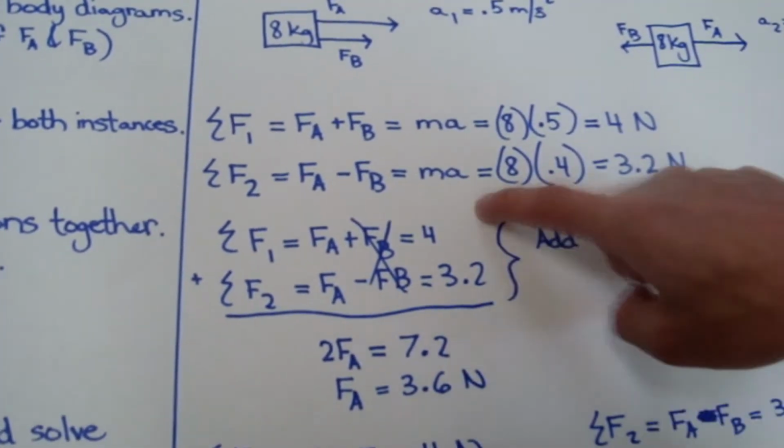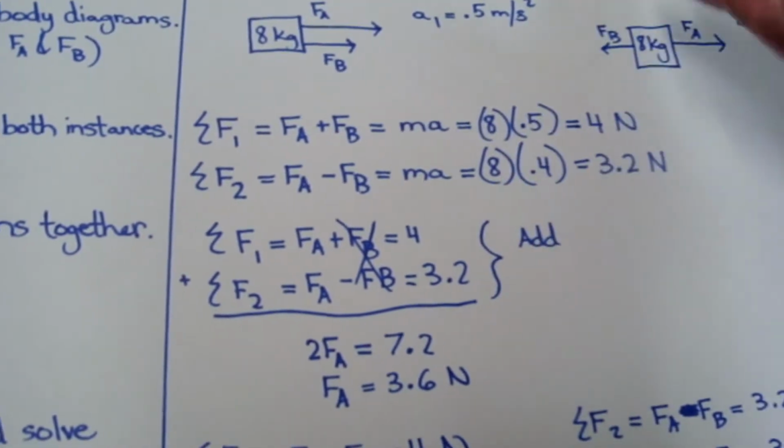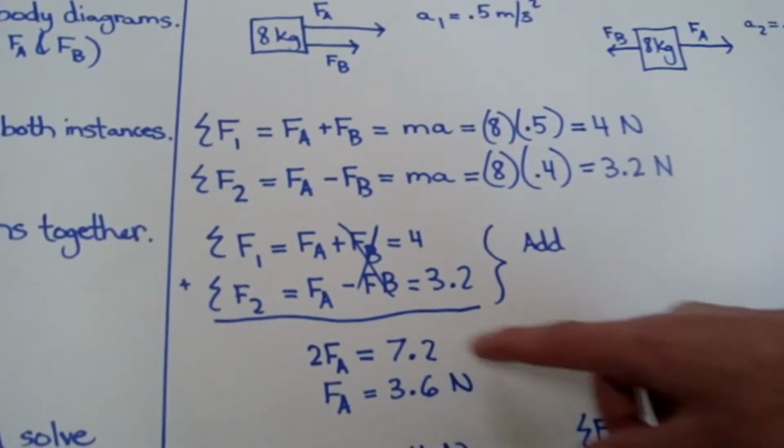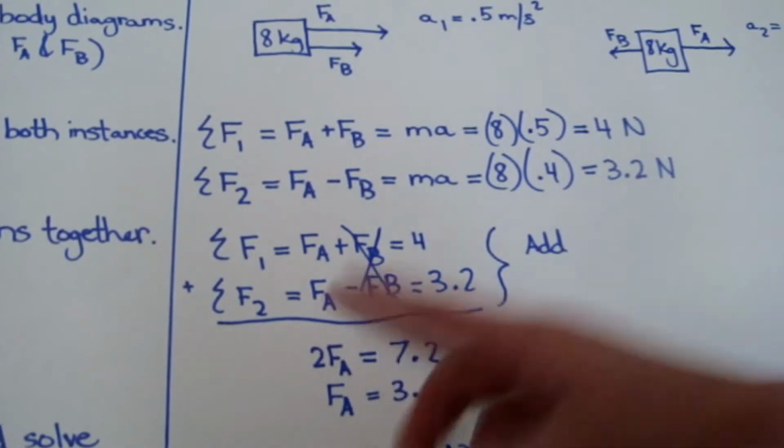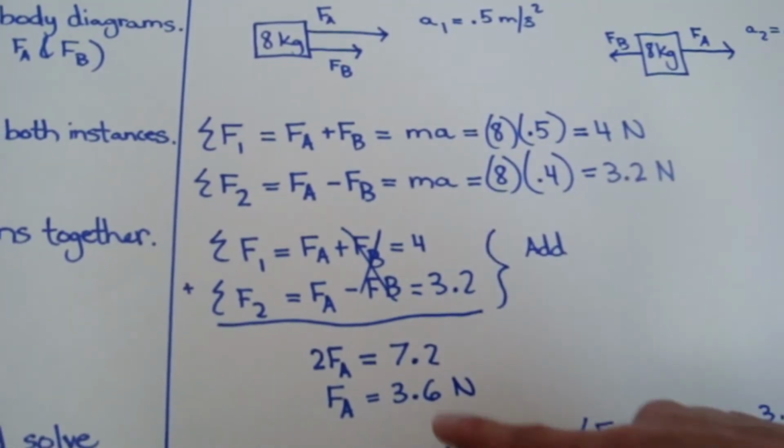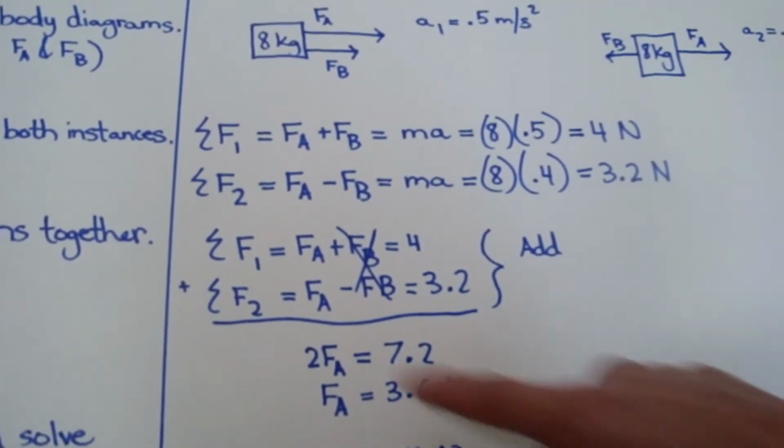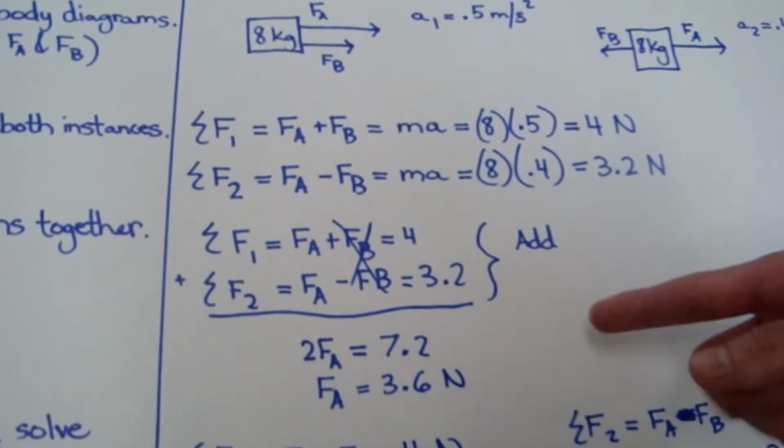And here we add the answers. It's 4 plus 3.2, which equals 7.2. However, that's in terms of 2 FA. We need 1 FA, and here we can find that by dividing by 2, and we get 3.6 newtons.